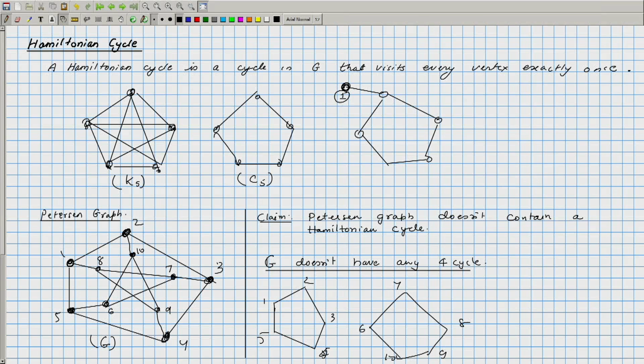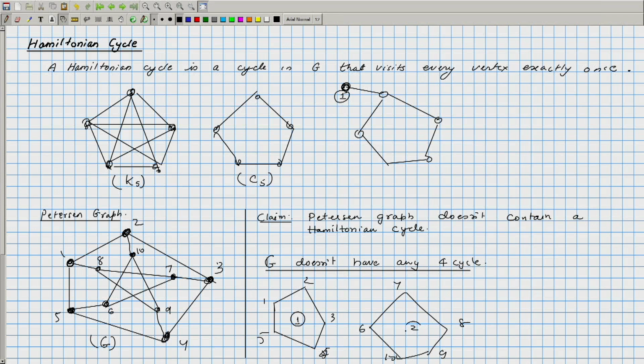Okay. So, if I look at the graph consisting of just vertices 1 to 5, they do not have a 4 cycle, and if I restrict the graph to vertices 6 to 10, they also do not have a 4 cycle in it. And therefore, we can say that if at all there was a 4 cycle, it should have edges which go from cycle 1 to cycle 2.